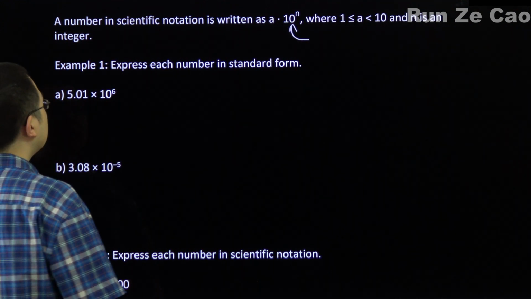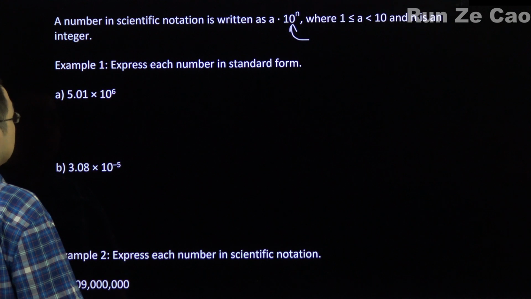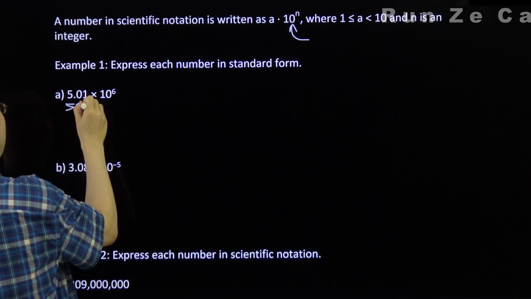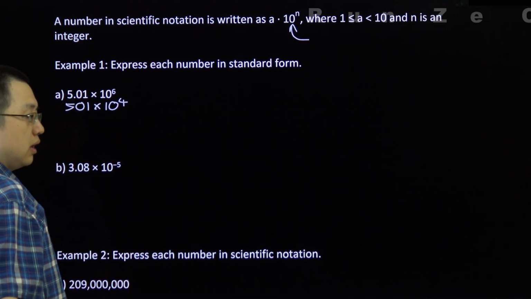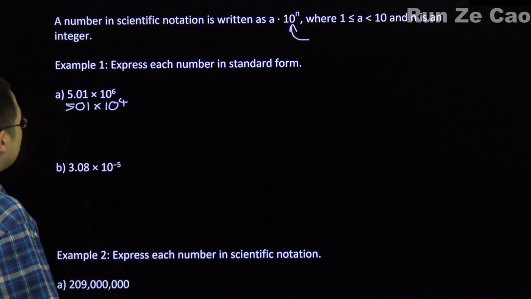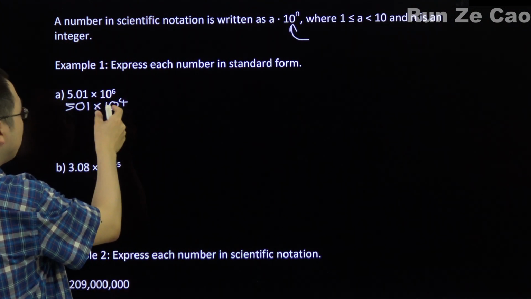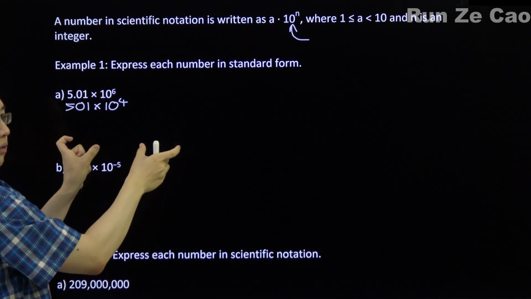5.01 times 10 to the 6. Well, what does this tell us? Oh, it's also equal to, you can think of it as, 501 times 10 to the 4th. How did we do that? Well, we took 10 to the 6 and we broke it up into 10 squared times 10 to the 4th.